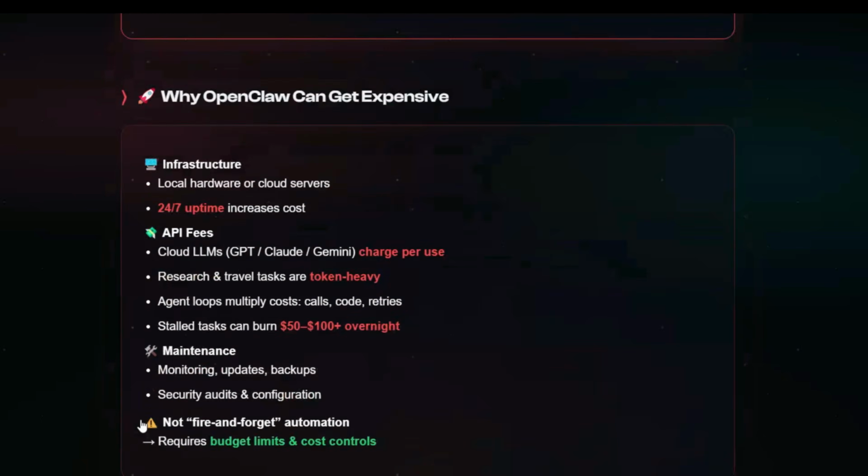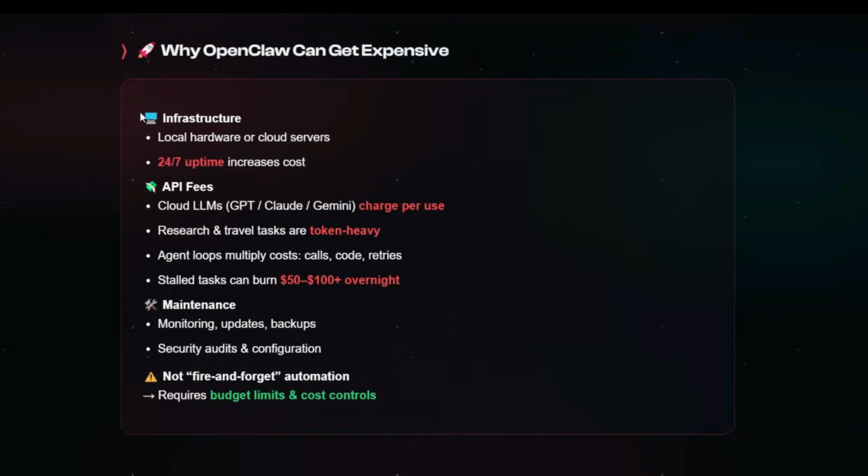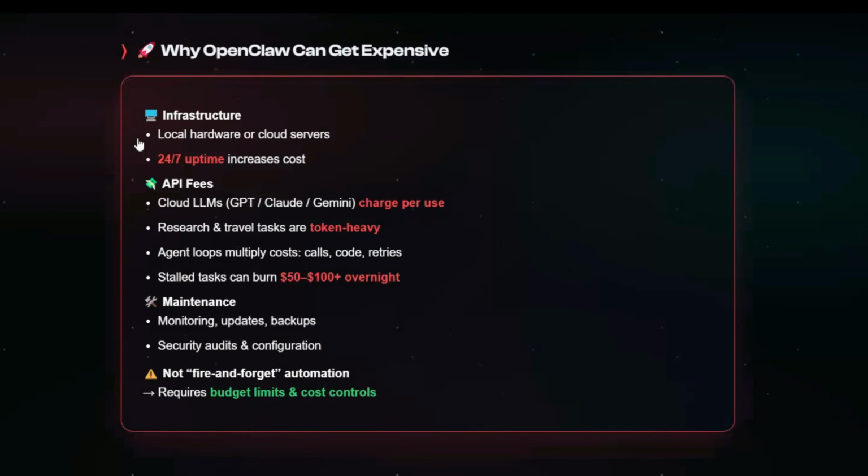Although OpenClaw is open source, running it is not free. You need hardware or a cloud server, often running 24 by 7. If you use LLMs like ChatGPT, Claude, or Gemini, API usage can become expensive. Each agent loop involves multiple API calls, code generation, error fixing, and retries. A task that gets stuck overnight can burn around $50 to $100 or even more. This is not fire and forget automation. It demands budget limits, monitoring, maintenance, updates, backups, and security audits. Early users have already reported shockingly high costs when running large models without constraints.